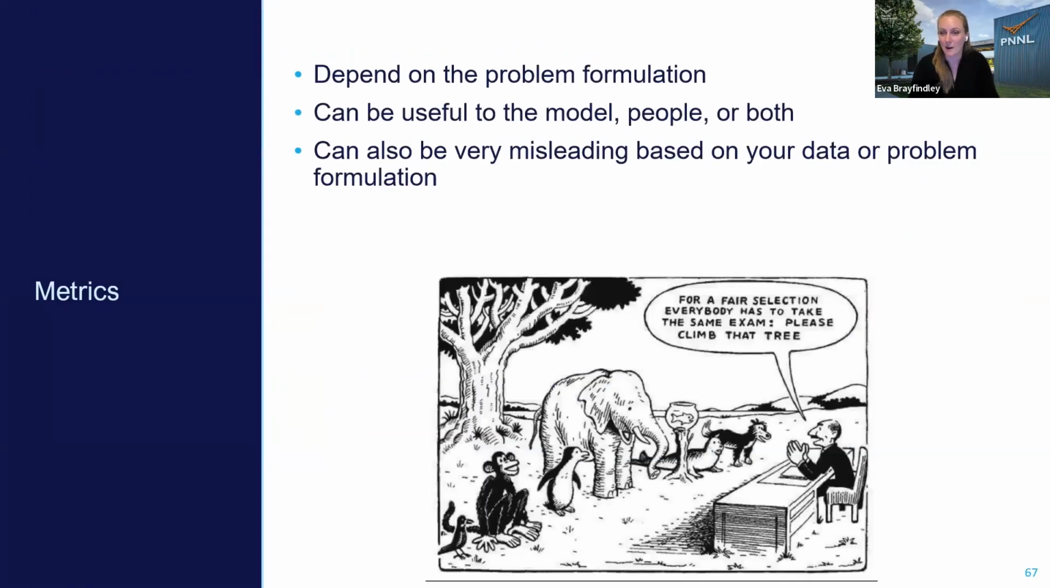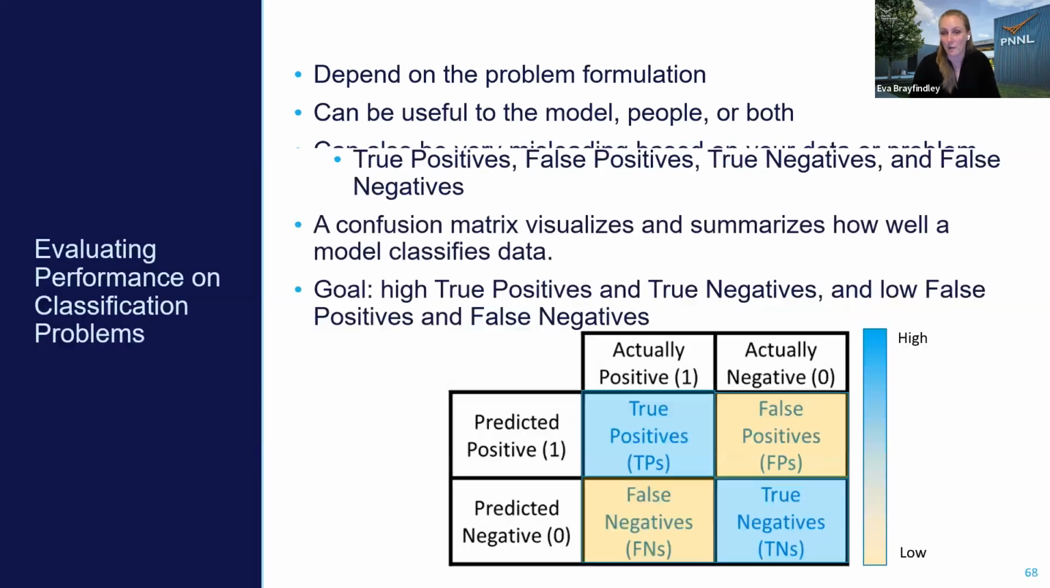So metrics are the quantitative part of your evaluation, and they depend almost entirely on the problem formulation and what you're after. There are metrics that are really useful to the model, metrics that are really useful to the people reading the results, and metrics that solve both, right? And so you want to be aware of what you're selecting and what you're using for your evaluations. Metrics can also be very misleading depending on your data or your problem formulation.